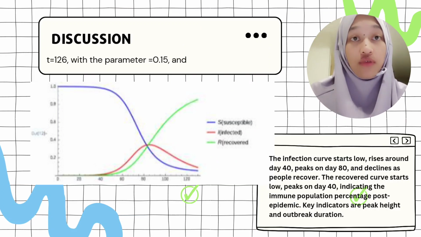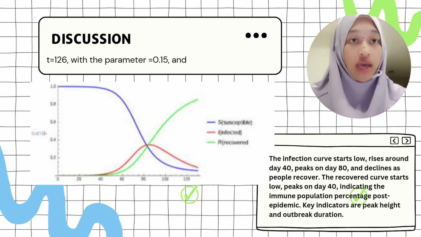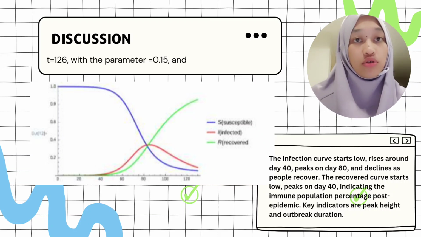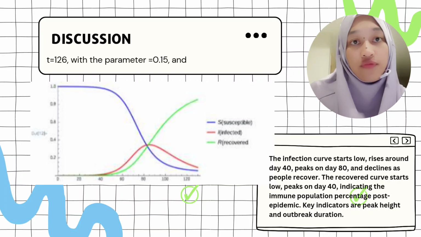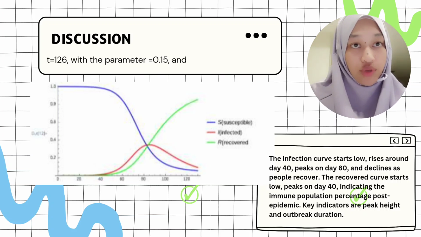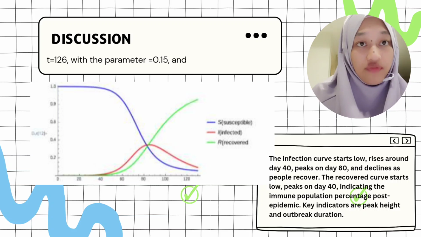For the discussion, for t, I change it to 1 to 6 days with the parameters beta is equal to 0.15 and gamma is equal to 0.079. At the beginning of the curve, susceptible individuals are high, and by the 61st day, they begin to fall as individuals become infected with the virus. In the beginning, the shape can provide information about how rapidly the virus spreads.